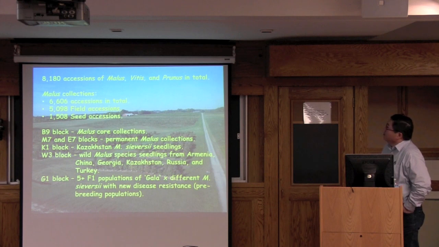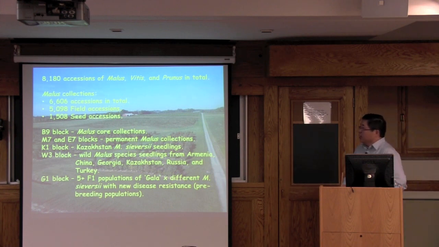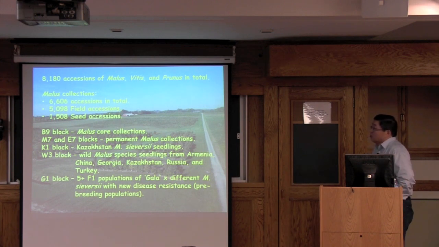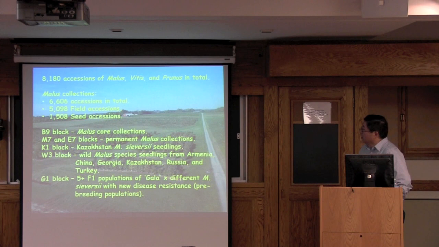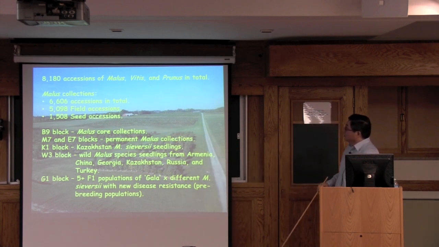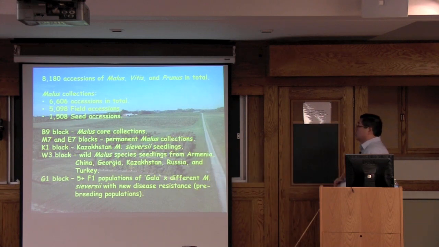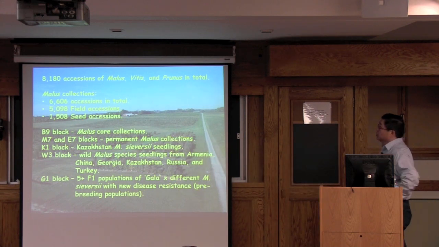For the collection we have in Geneva, we have over 8,000 accessions total. For the Malus collection, we have over 6,600 accessions, including over 5,000 field accessions and also over 1,500 seed accessions. In the field, we have several different blocks. We have the B9 block, that's the Malus core collection. We also have 2 other larger blocks, the M7 and the E7 block. That's all the material we consider a part of our permanent collection.